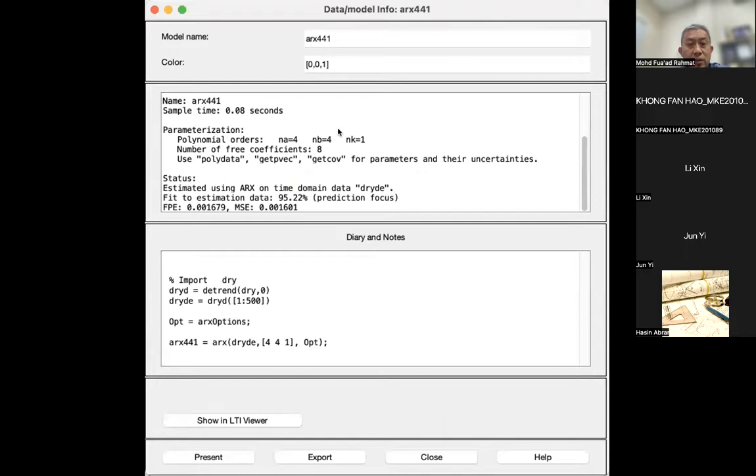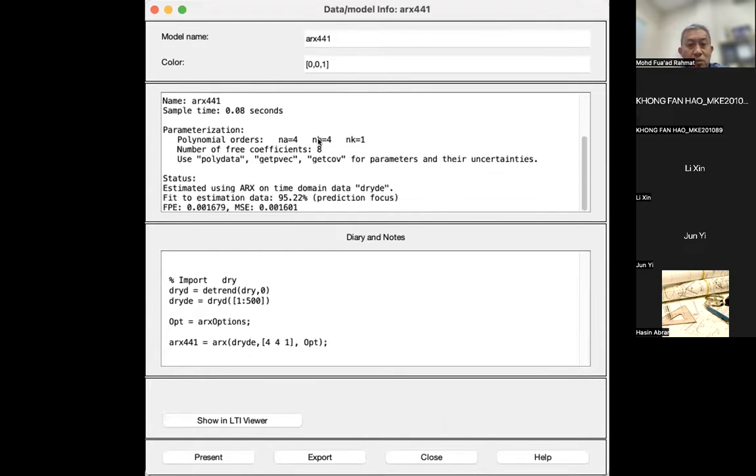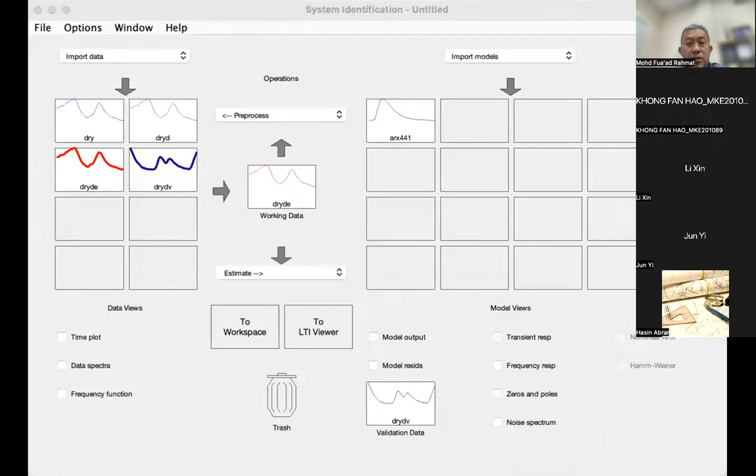So I repeat again. This is the B over A, the ARX model 441. If you scroll a little bit down, you can see that the FPE is zero, the MSE is zero. What else can you see? The distributions of the poles and zeros from the ARX model. You can see the transient response as well, here.